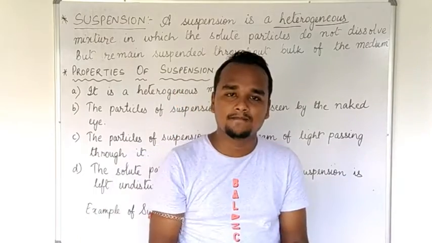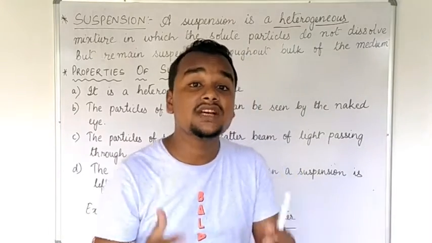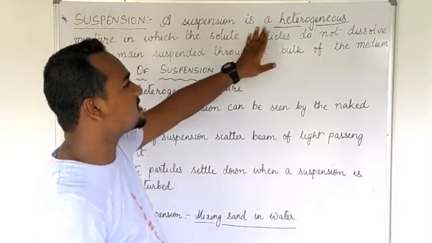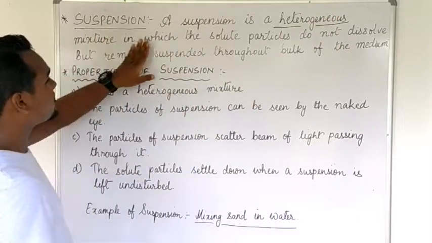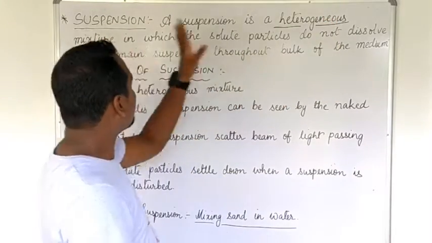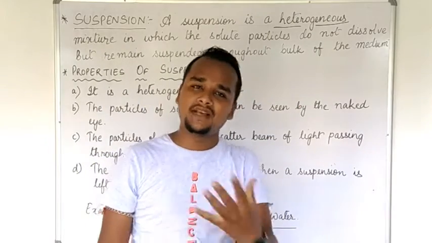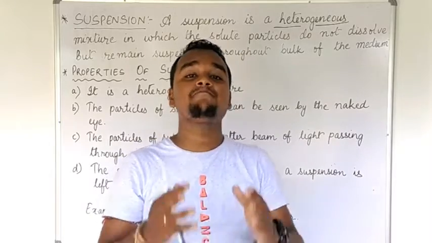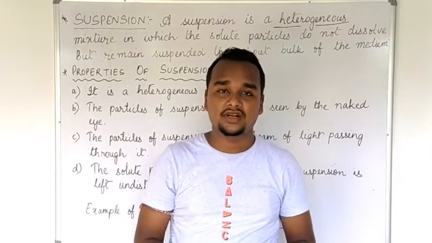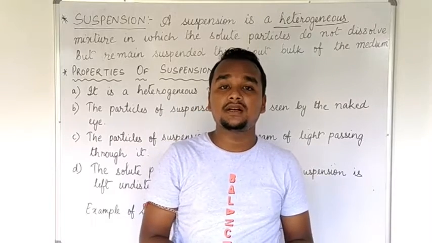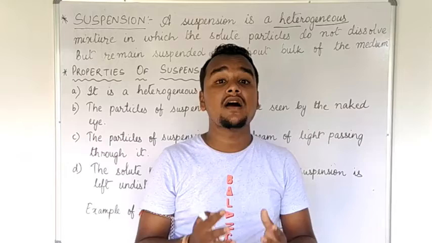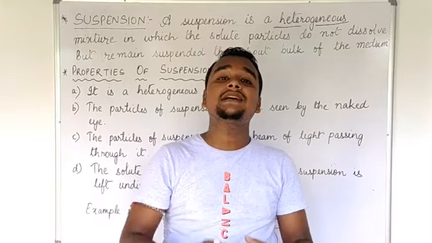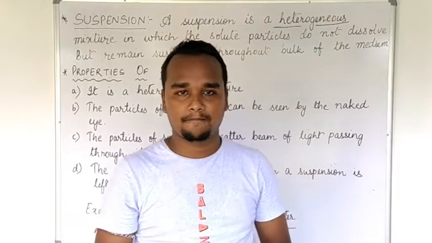Since it is not dissolving, what is it? It is a heterogeneous mixture. So let us go to the definition once again. The suspension is a heterogeneous mixture in which the solid particles do not dissolve but remain suspended throughout the bulk of the medium. I hope you have understood it. Again, the suspension is a heterogeneous mixture in which the solid particles do not dissolve in the solvent but remain suspended in the bulk of the medium.